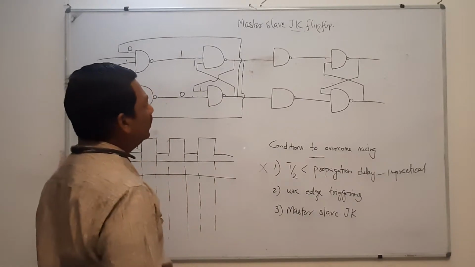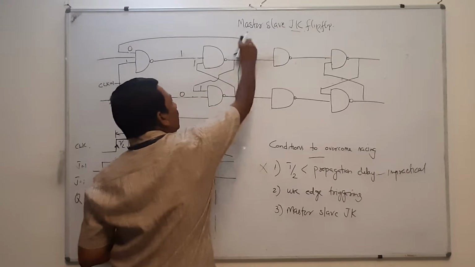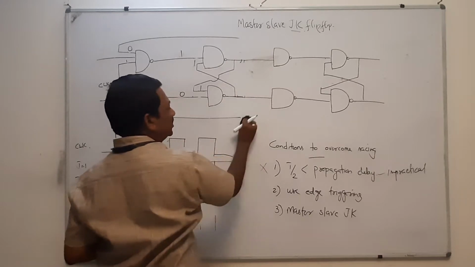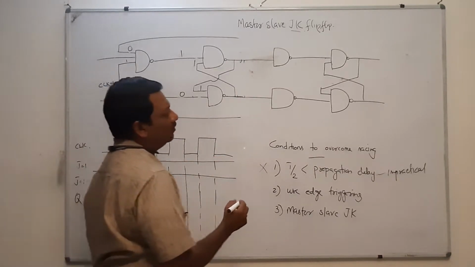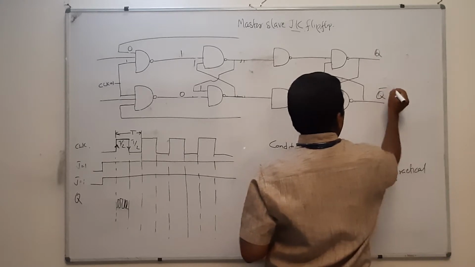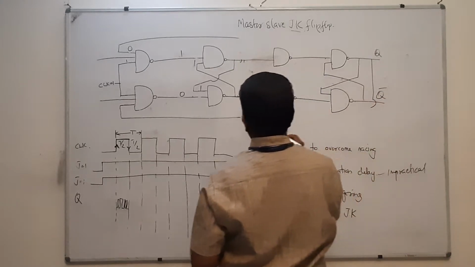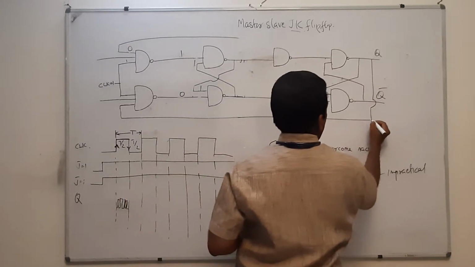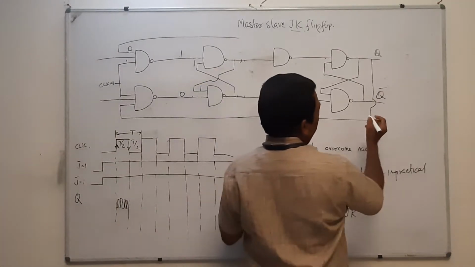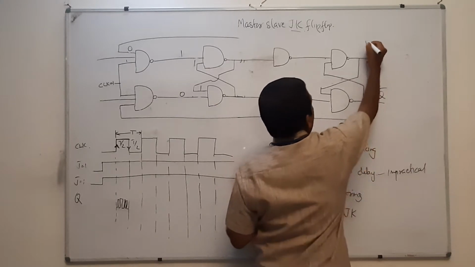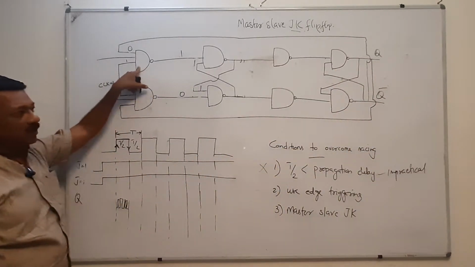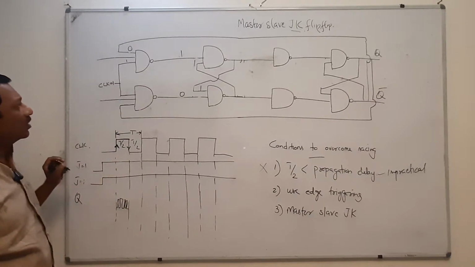Now what will happen? Here we are not having any feedback from here to the input, and here also we are not having any connection like this. Here this is Q and this is Q bar. Now Q bar is fed as the input to this NAND gate, and this Q is fed as the input to this NAND gate.